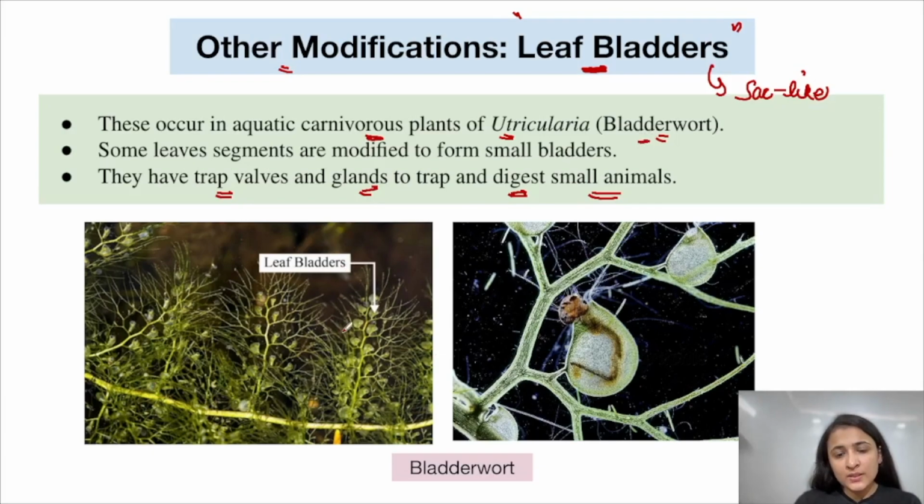If we zoom the structure in, this is the microscopic view of a leaf bladder. See, this is a leaf bladder. This is a sac-like structure. In this structure, glands are present which will secrete the juices to digest the insects or any other small organisms that the utricularia or bladderwort is ingesting. Then there is this trap valve that is present at the top for trapping the insect or the small animals or organisms that the plant is ingesting. So this was about the modification leaf bladders. Okay, so let us move forward now.